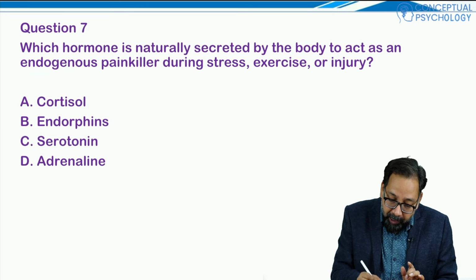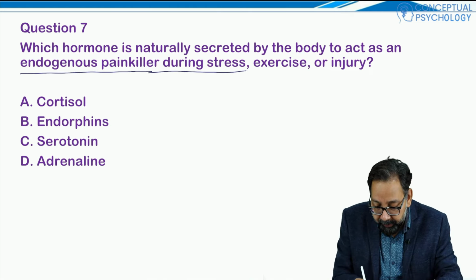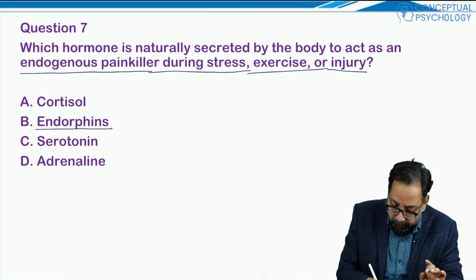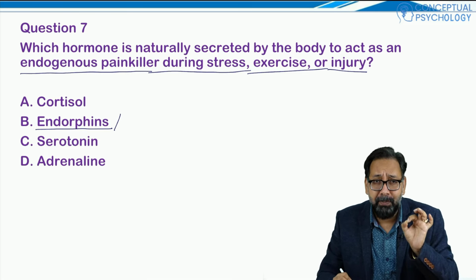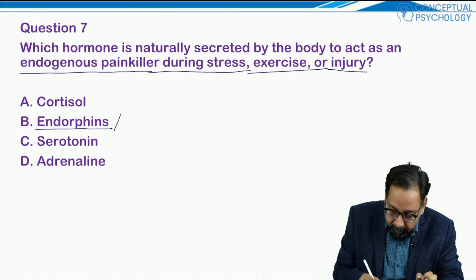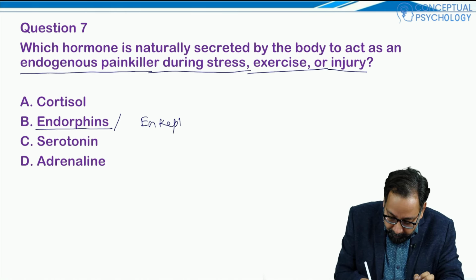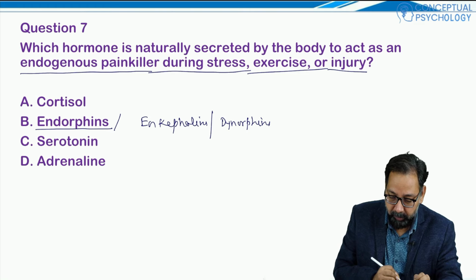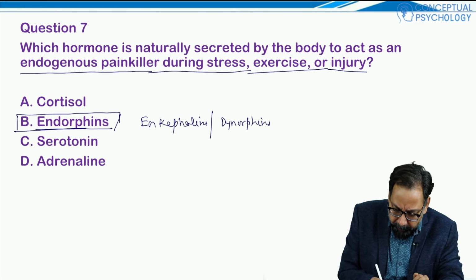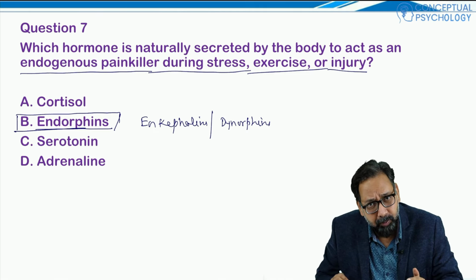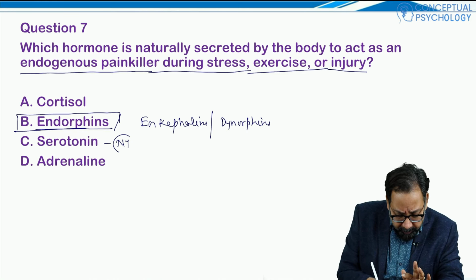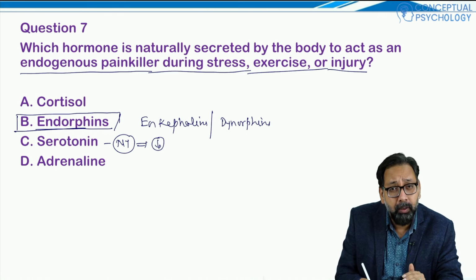Next question: which hormone is naturally secreted by the body to act as an endogenous painkiller during stress, exercise, or injury? Endorphins. Endorphin is considered an endogenous painkiller. Other endogenous painkillers are enkephalin, dynorphins. Other option, cortisol. We have discussed that the adrenal cortex releases cortisol and it is responsible for stress, but it's not an endogenous painkiller. Serotonin is a neurotransmitter, and we know this is decreased in depression.